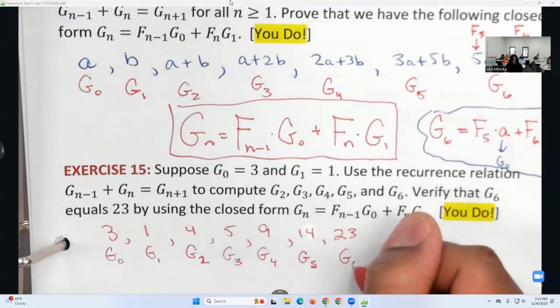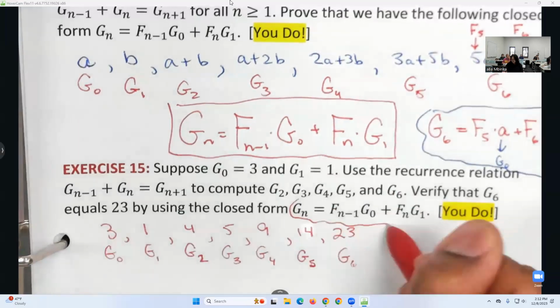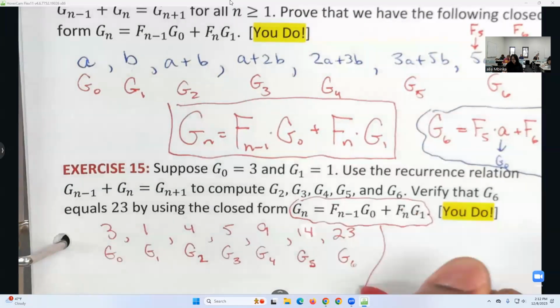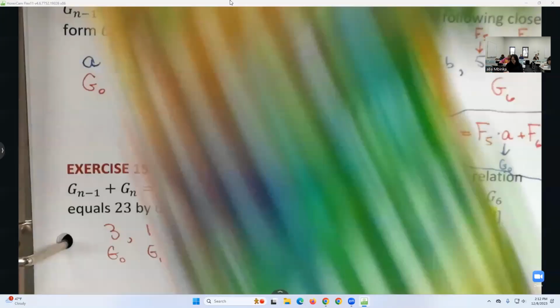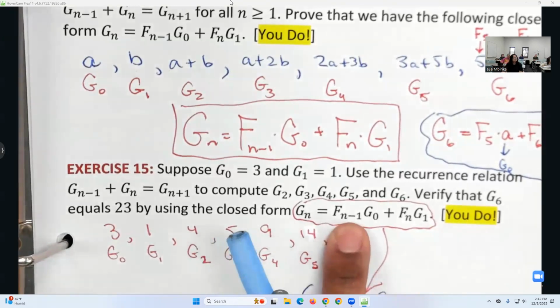Okay, say I wanted to know G6, but I didn't want to know G4 and G5. Well, we have closed form. Yay! This is a closed form. So for G6, it would simply be G6 is equal to F6 times the first initial condition, G naught, plus n minus 1. I have another typo.